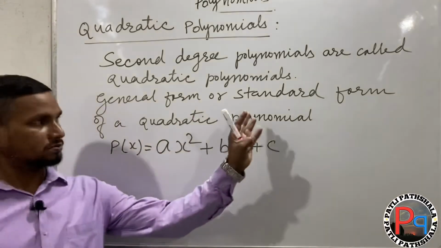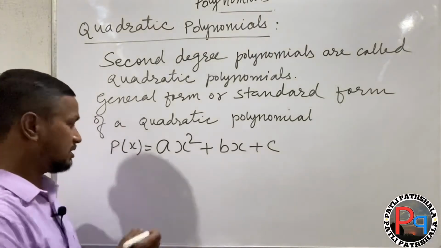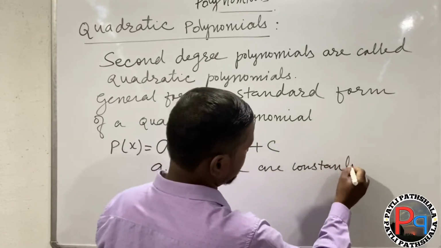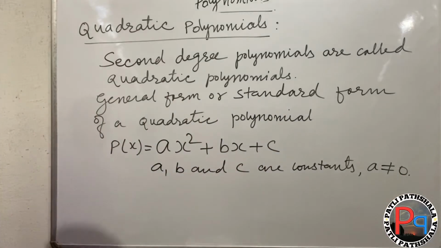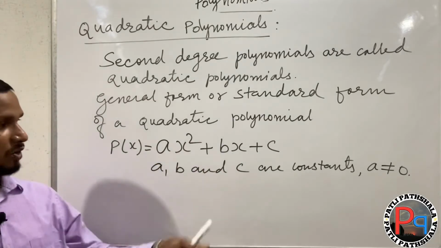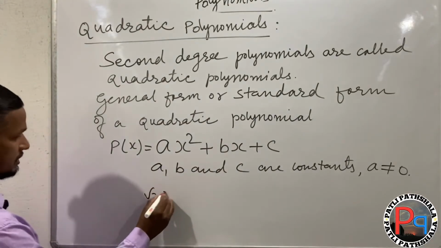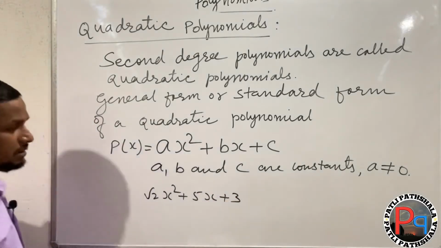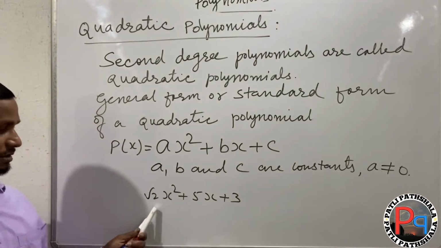So the general form of a quadratic polynomial in x is p(x) is equal to ax square plus bx plus c, where a, b and c are constants and a is not equal to 0. Polynomials in the form of ax square plus bx plus c are called quadratic polynomials. For example, root 2 x square plus 5x plus 3. This polynomial is a quadratic polynomial, because the maximum power of variable is 2.